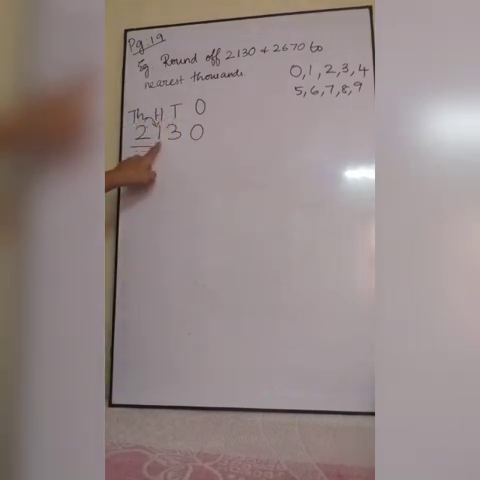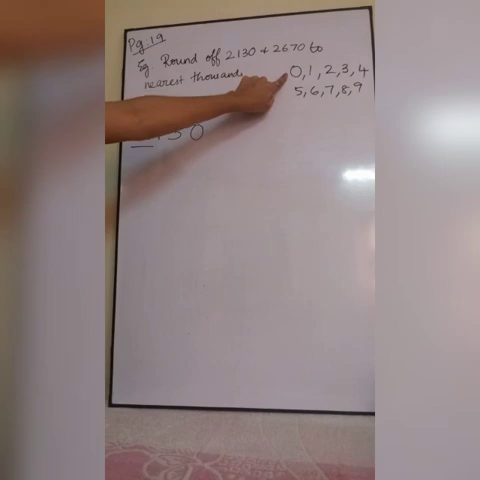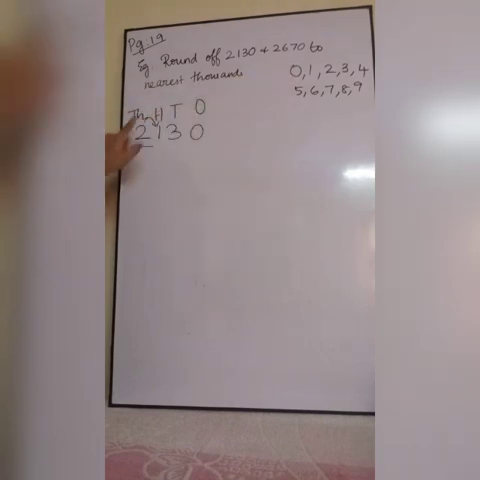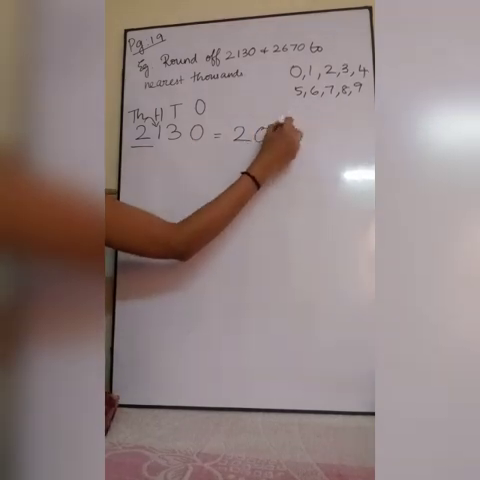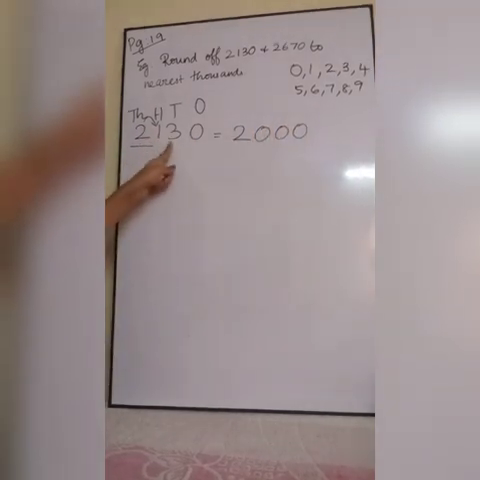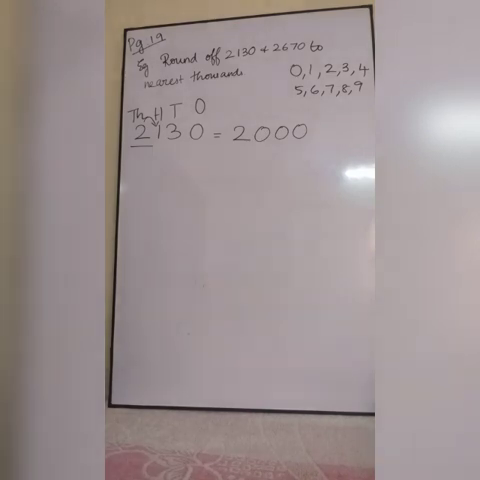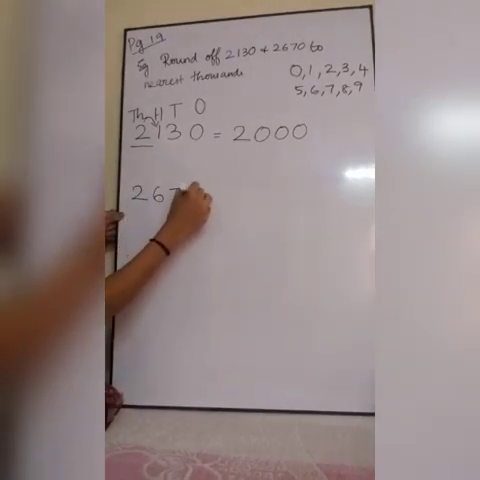100 place value is 1. 1 belongs to this set. So it has no changes. So I am writing 2 as such. 1, 2, 3 is there. So 3 zeros. 1, 2, 3. 3 zeros. Next. 2, 6, 7, 0.